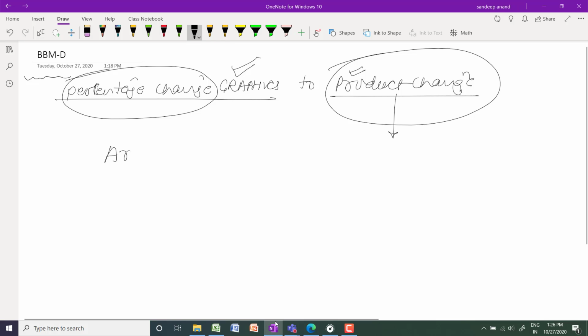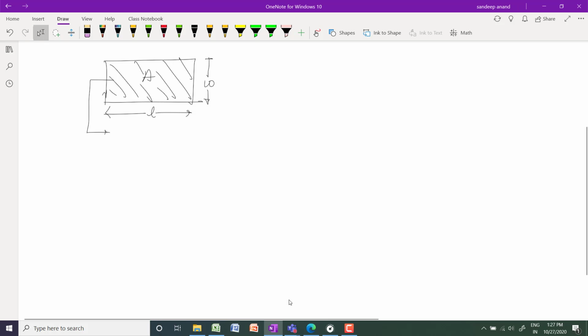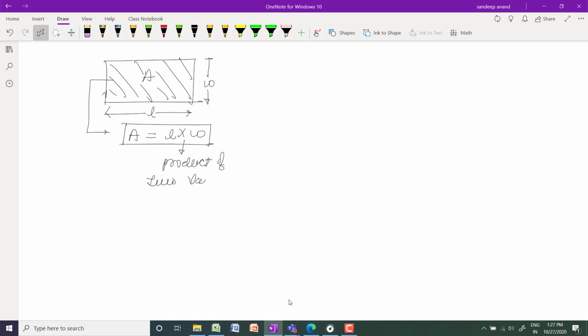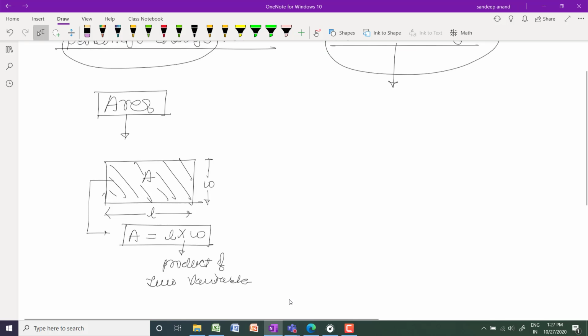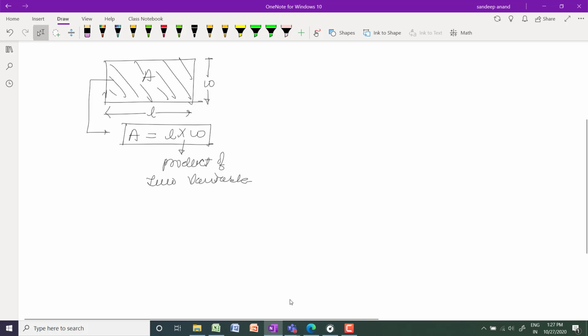So for better understanding, I need the area, because if you need to calculate the area of a rectangle which has a length and, suppose, a width is given to you, what will be my area? The area of this rectangle is nothing but length into width. So this length into width is actually a product of two variables, two quantities, right? So I need to calculate what percentage change occurs whenever any of the variables increases or decreases. Okay, this we need to calculate.